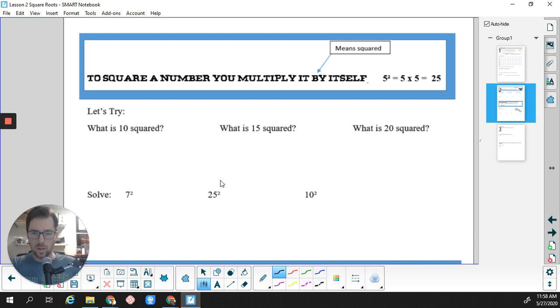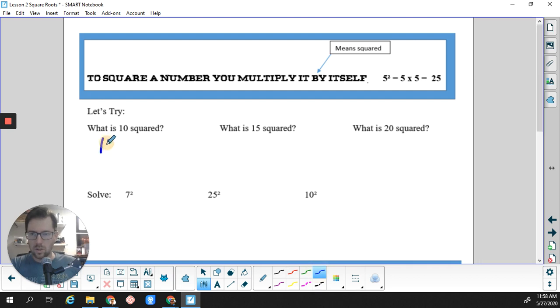So if we're looking at what is 10 squared, let's take a peek. We can write that in two ways. We can write that 10 times 10. We could also write that like this, 10 squared. So if we think what is 10 times 10, we can think back to our chart from the other day. And so we would have 10 times 10 equals 100.